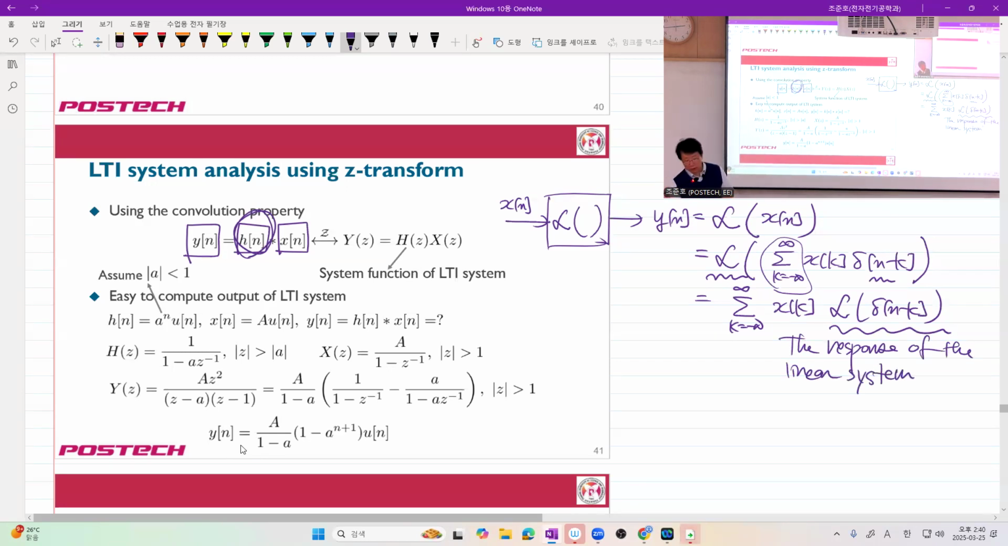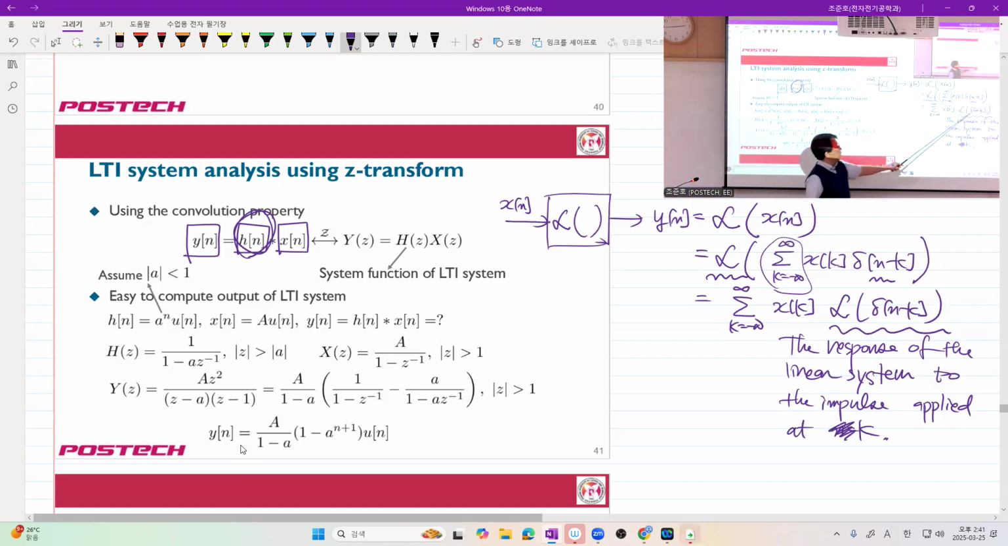We have not yet used time invariance. The linear system's response to the impulse applied at n equals k, time k, right? If you plot this delta of n minus k as a function of n, then at time k, we have non-zero unit value and all zeros. And this one can be some signal over n, but with a different value of k, you may have a different signal. So far, let's denote this signal as h sub k of n.